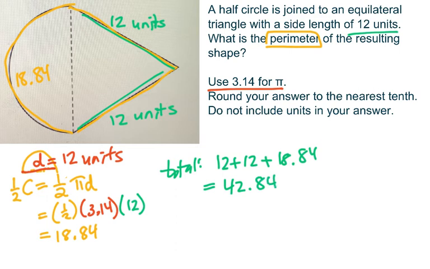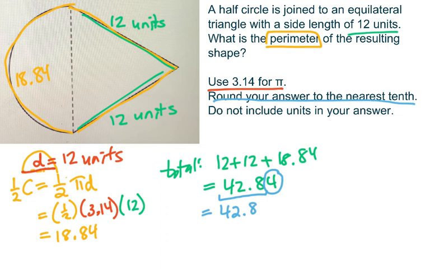42.84, and I'm asked to round to the nearest tenth, so I'll keep these. That gets me to tenths. I'll look in the hundredths place and I see a 4 there. So with a 4, I'm going to round down to the original. 42.8 units is the correct answer.